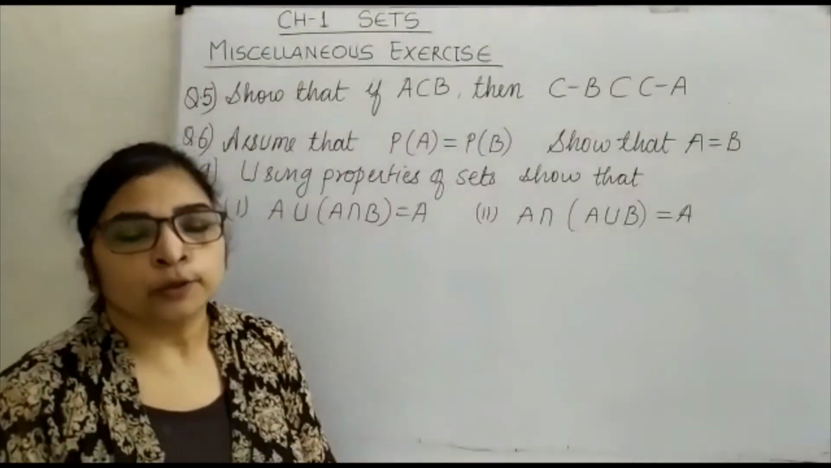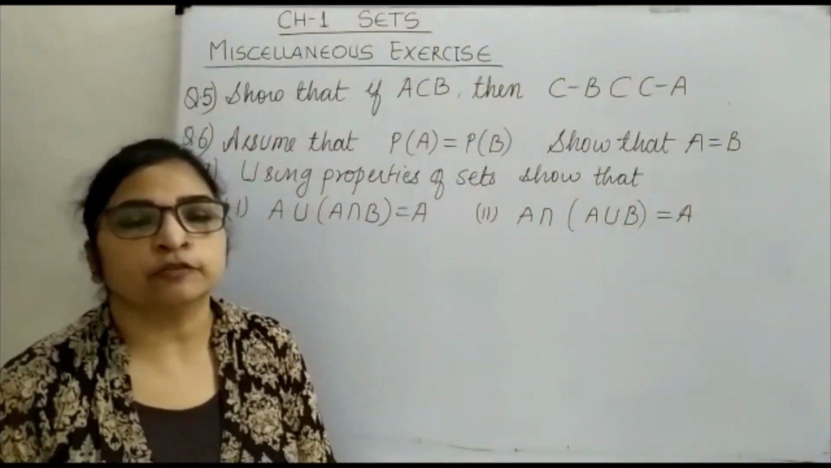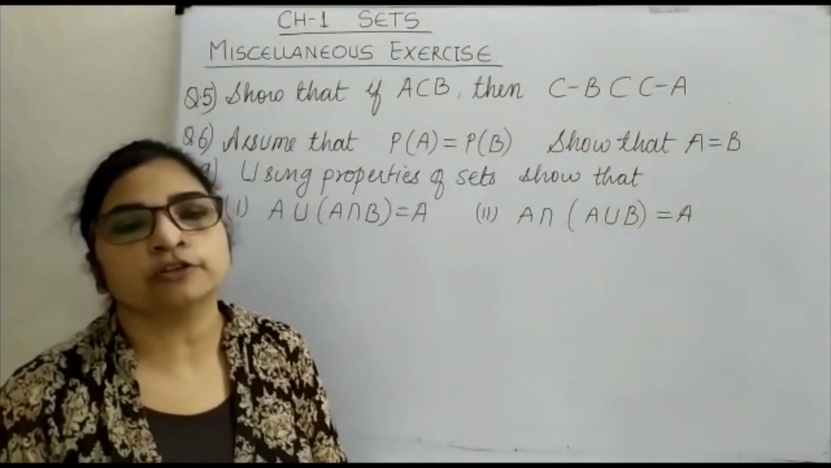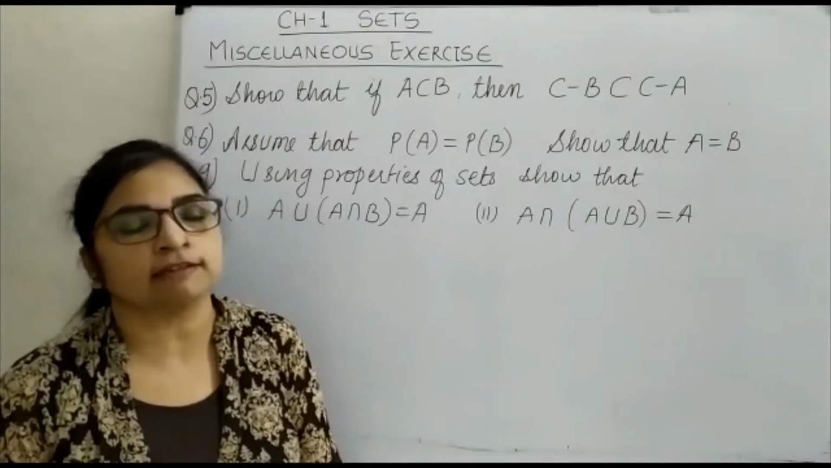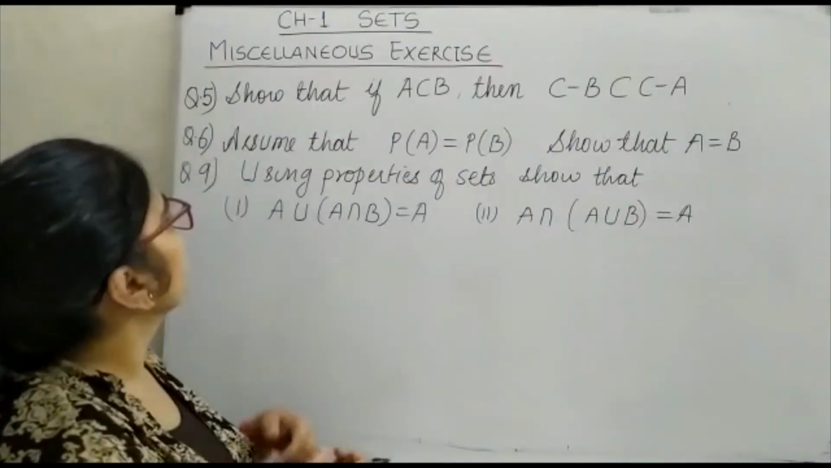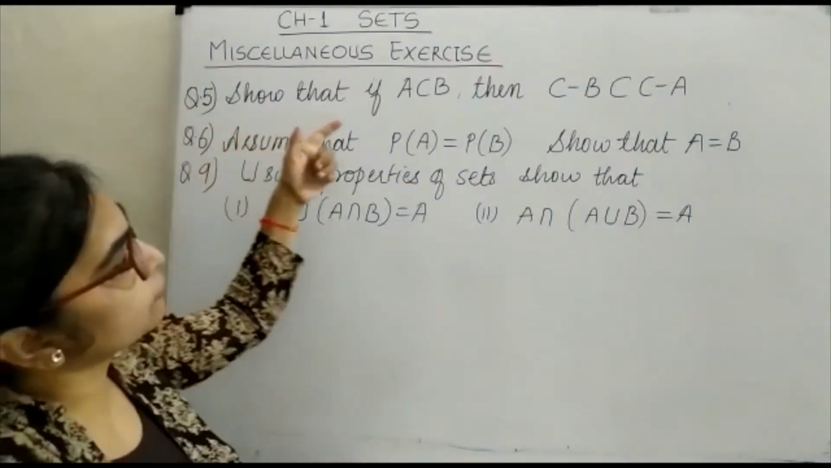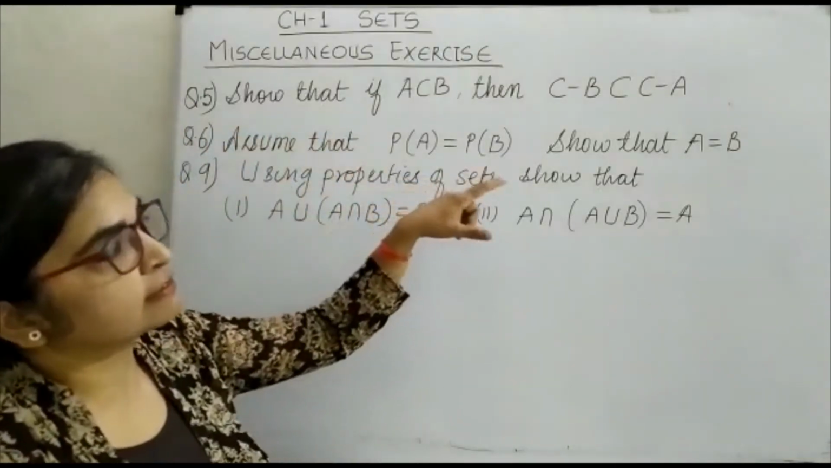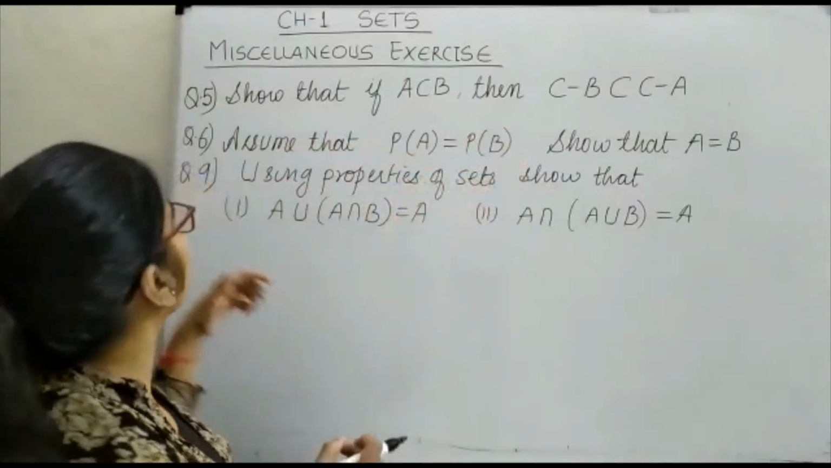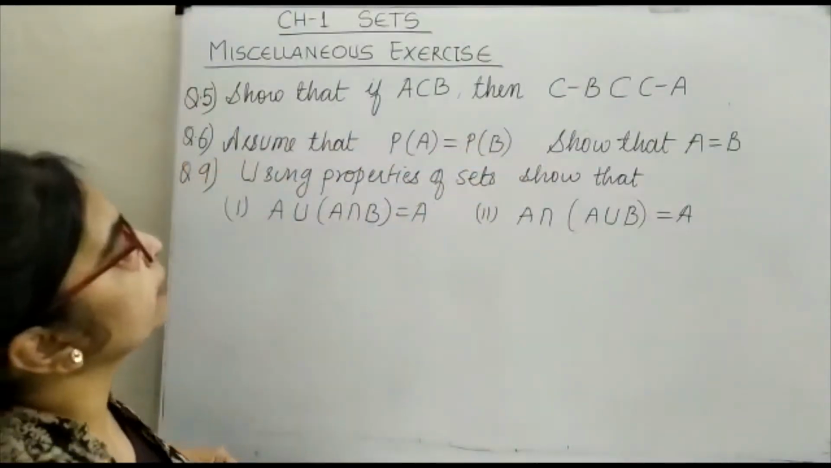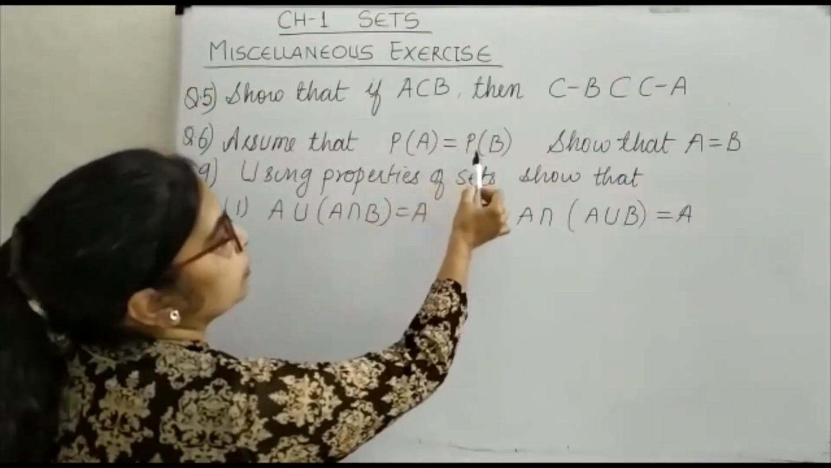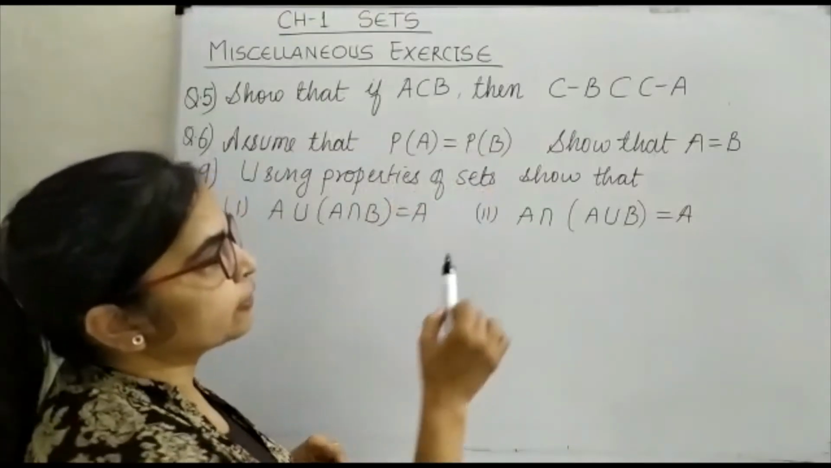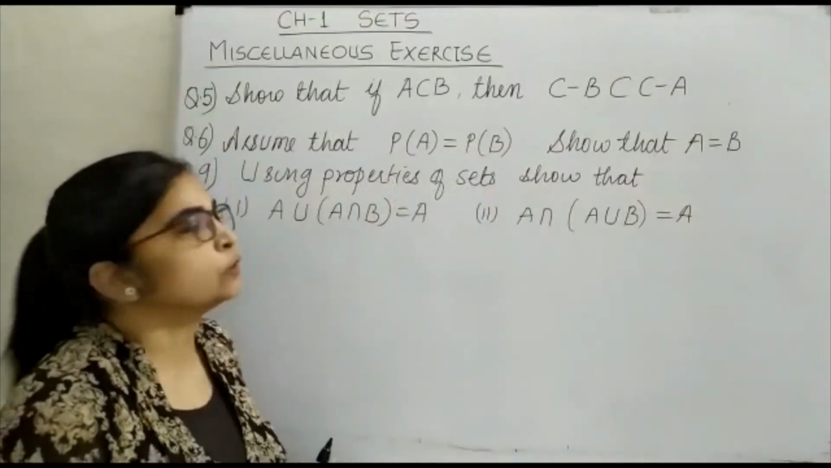Hello everyone. Today in chapter 1, Sets, we are here to discuss some questions of your miscellaneous exercise. Our questions are question number 5: show that if A is a subset of B, then C minus B is a subset of C minus A. Question number 6: assume that the power set of A is equal to the power set of B, then we have to show that A is equal to B.